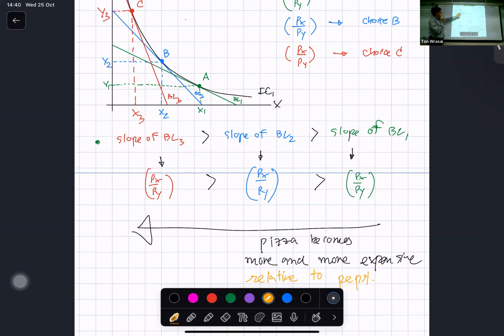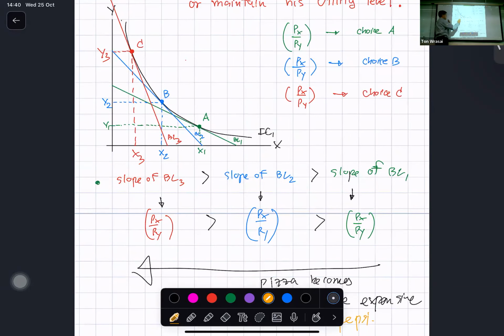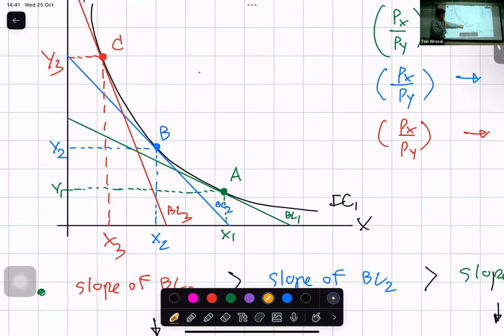First time, A to B. Let's see what's going on here. When pizza becomes more expensive relative to Pepsi, when you check the budget line, the blue one, the blue budget line now, A is outside the blue. He cannot afford A. But if his goal is to be on IC1, I want to maintain my happiness level, I want to make it no change, what will he do? You are smart.